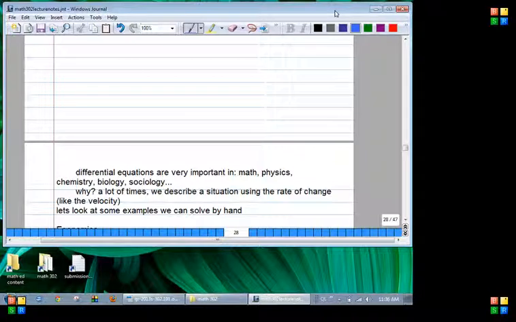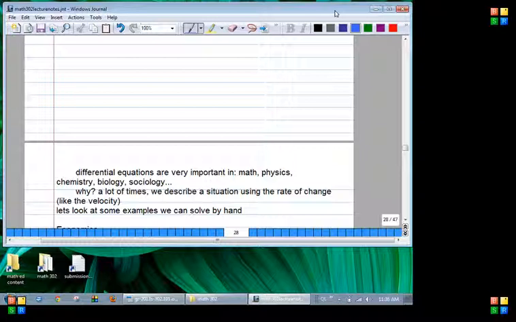So I've said this before. It bears repeating because of what we're dealing with now. Differential equations, such as what we're doing right now, are very, very important in math, in physics, in chemistry, in biology, in sociology, anything that remotely claims to be a science. Differential equations are used somewhere.